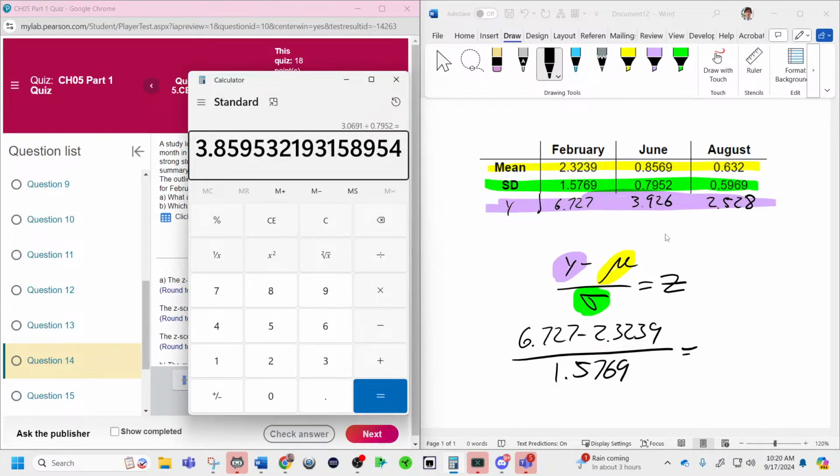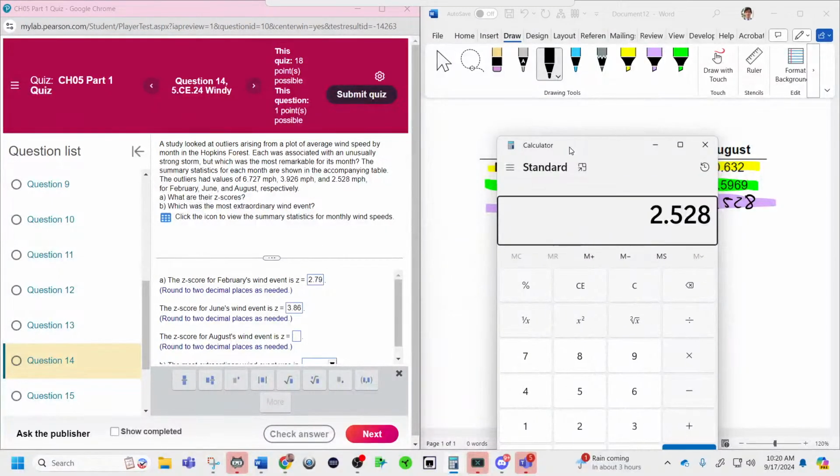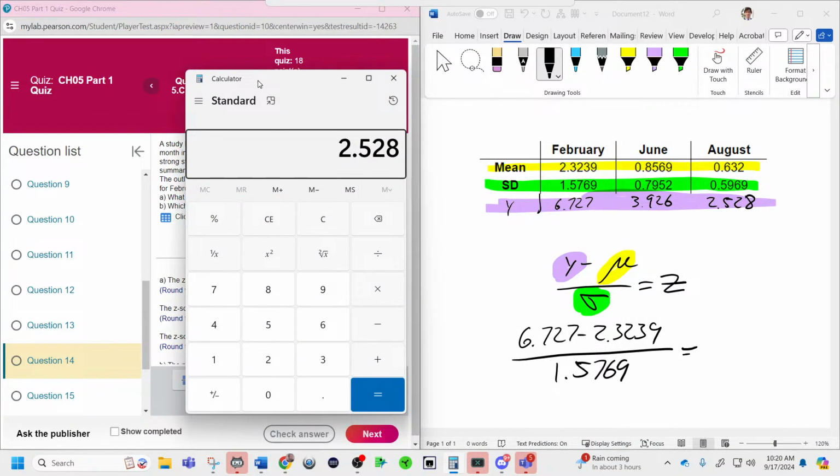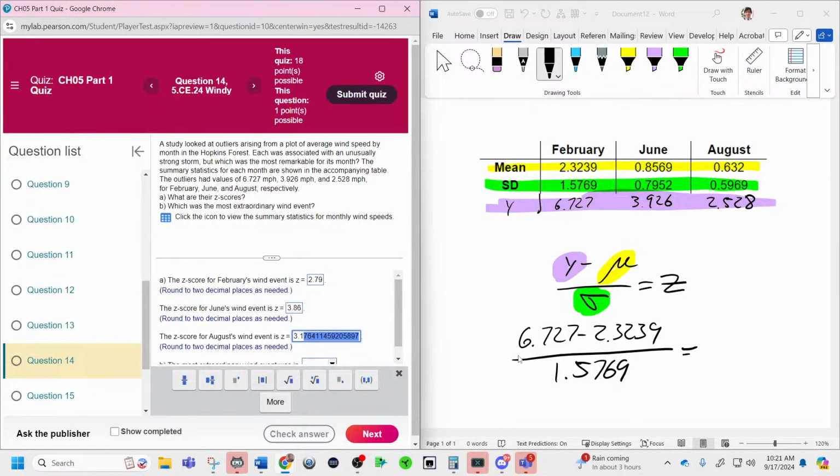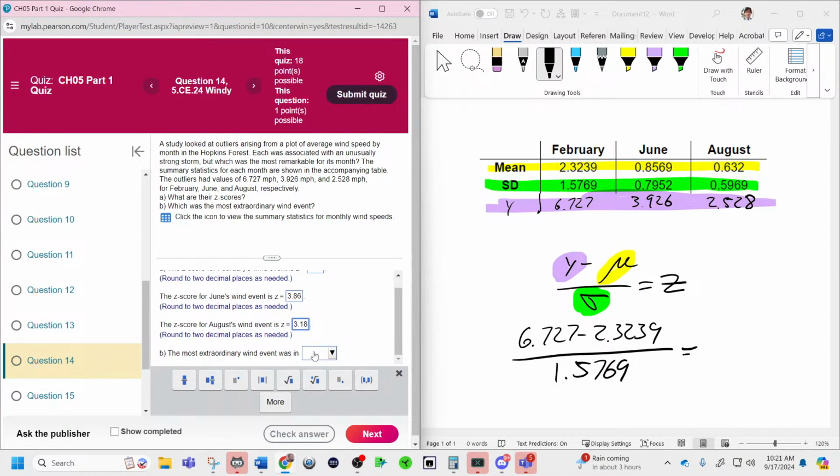And then lastly, we're going to do observation minus mean over standard deviation. For the last numbers here, we're just going over to August. And the observation for August is 2.528. Did I miss a decimal on that? I feel like I did. No, there it is. It's only 3 decimals. 2.528 minus the mean of 0.632 divided by 0.5969. And just make sure you enter the numbers in the right way or you will not get them correct. And there are the numbers, down to 2 decimals and rounded. And June had the craziest event right there.